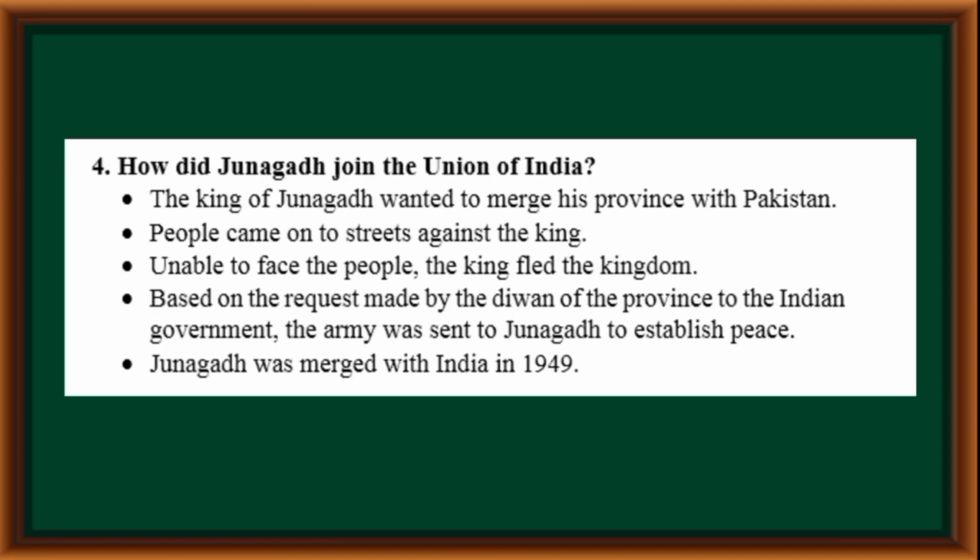How did Junagadh join the Union of India? The king of Junagadh wanted to merge his province with Pakistan. People came on to streets against the king. Unable to face the people, the king fled the kingdom. Based on the request made by the Diwan of the province to the Indian government, the army was sent to Junagadh to establish peace. Junagadh was merged with India in 1949.